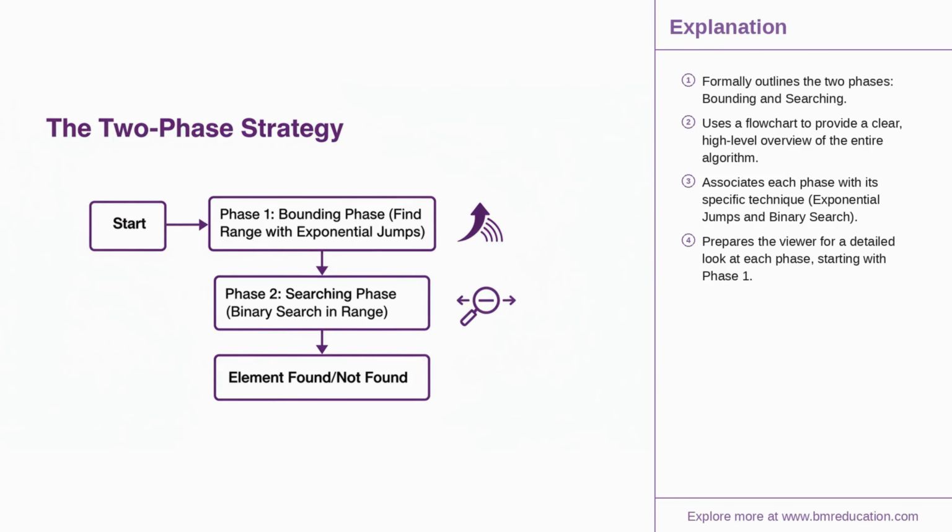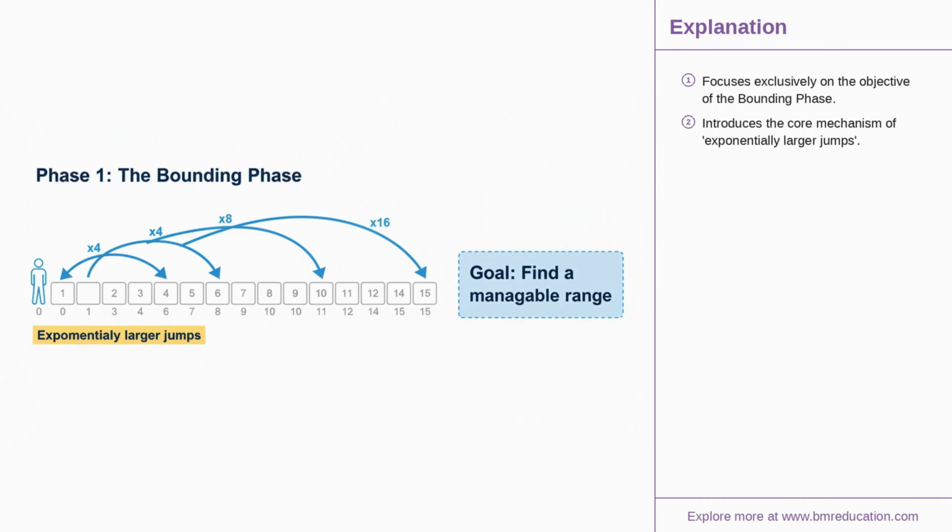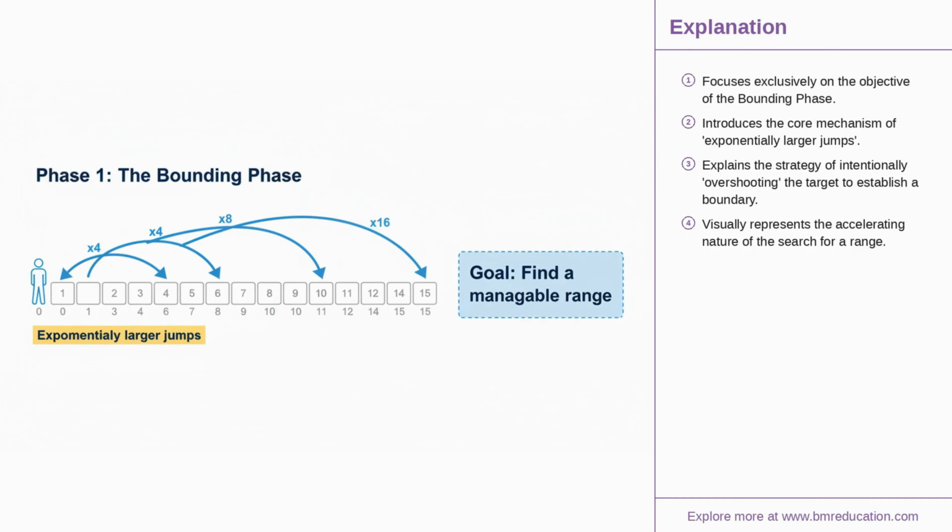The magic of exponential search lies in its two distinct steps. First, the bounding phase rapidly finds a small range where our target element could be. Then, the searching phase uses the classic binary search to find the element within that range. Now, let's focus on phase 1, the bounding phase. The goal here is to stop searching the entire infinite array and instead find a much smaller, manageable block. We do this by making exponentially larger jumps, checking farther and farther until we've gone past our target.